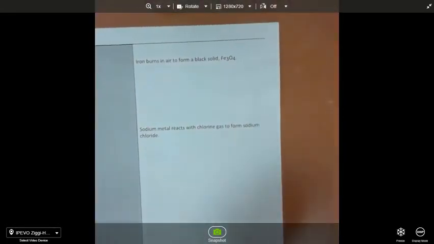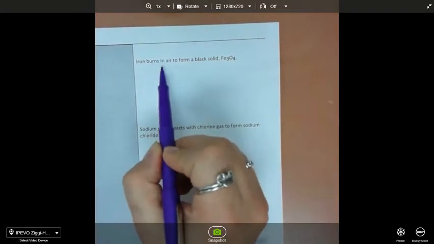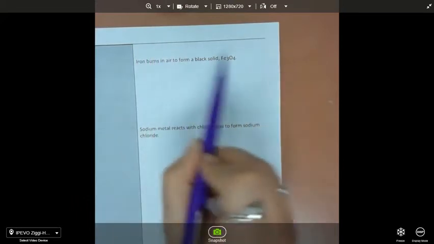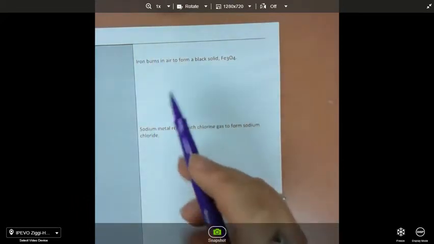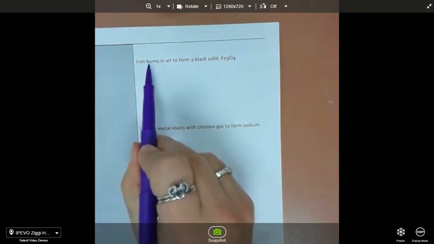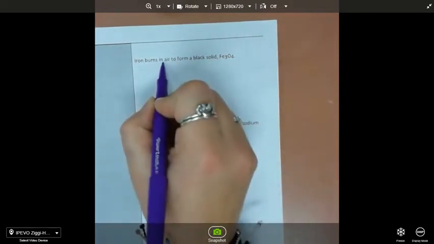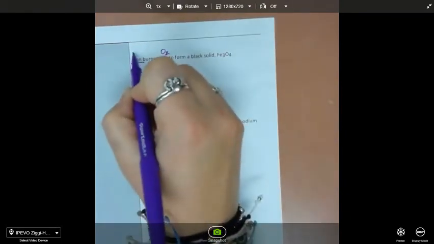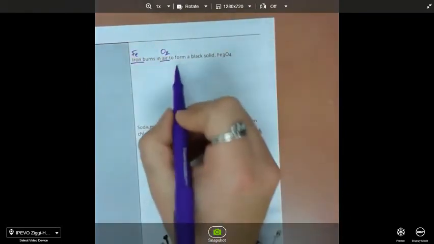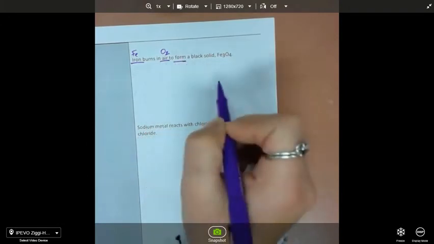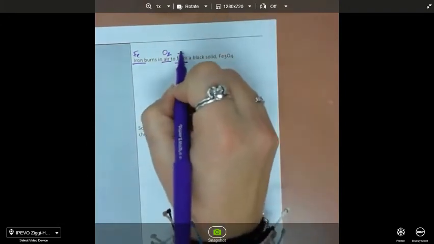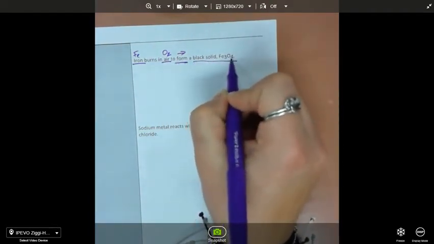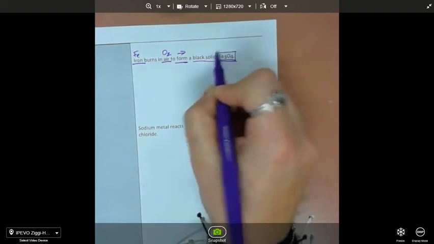All right, next one. This one says iron burns in air to form a black solid. So here we need to figure out what are our reactants, what are our products, and where are our plus signs and our arrows. So this says iron burns in air. We already know that air, we're going to assume is O2, and iron is a metal, which is Fe, right? To form, what do you think to form stands for? To form is our arrow. A black solid, which is Fe3O4. Okay, so this is our product.